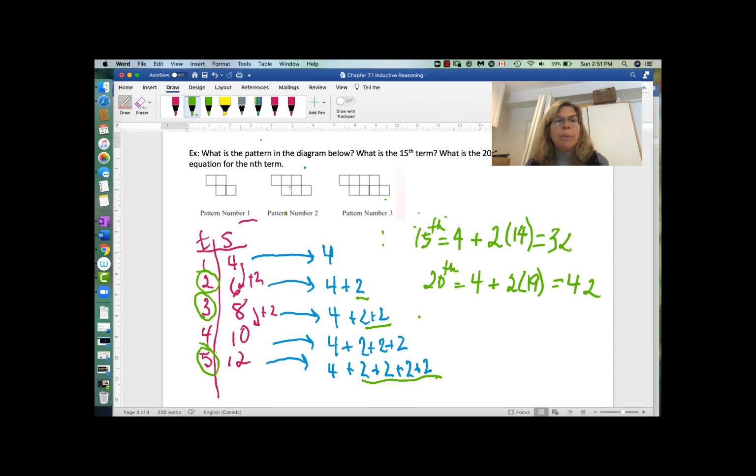So if you wanted to come up with an equation for the nth term, well, the nth term is going to be 4 plus 2 times n minus 1, because if n is 5, then there's 4 2's. If n is 4, then there's 3 2's. And so this reduces down to 4 plus 2n minus 2, which equals 2 plus 2n. Okay. Now we went a little further on that than we normally would, but that's good.